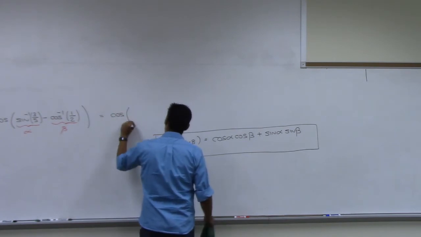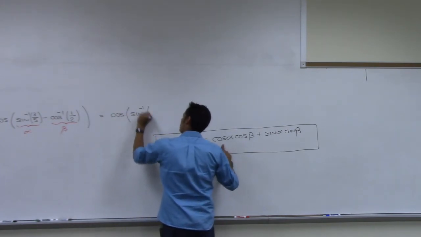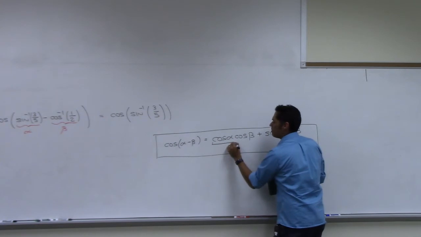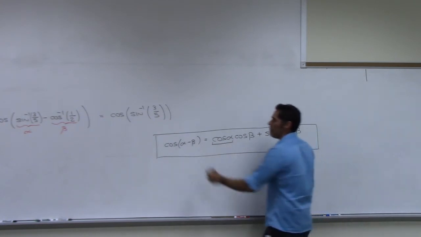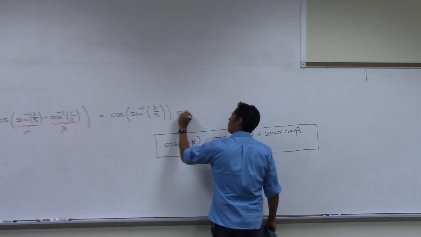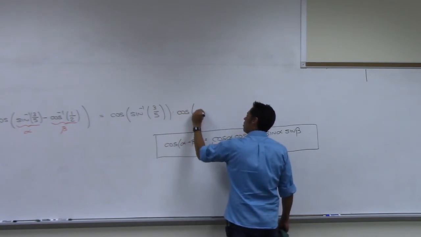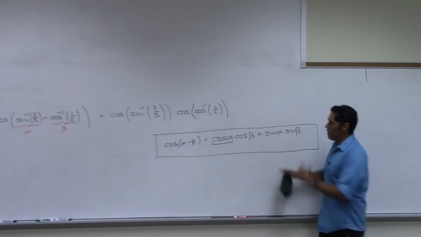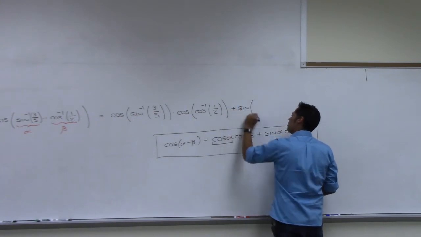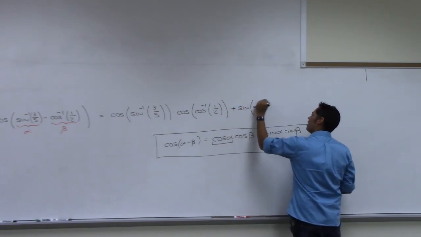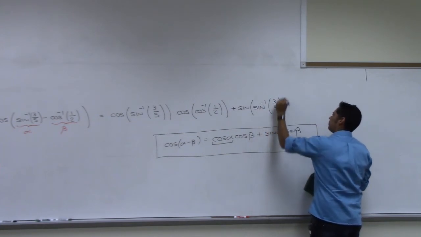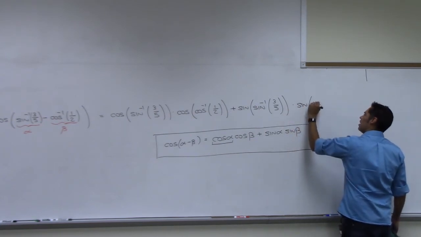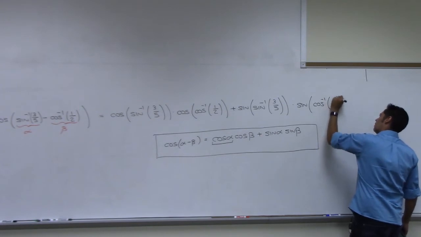Cosine of arcsine of 3/5, and then close it out. That's this part right here. That's cosine alpha times cosine beta. So cosine of arc cosine of a half, plus sine of alpha, which is arcsine of 3/5. And then lastly, times sine of arc cosine of 1/2. There we go.